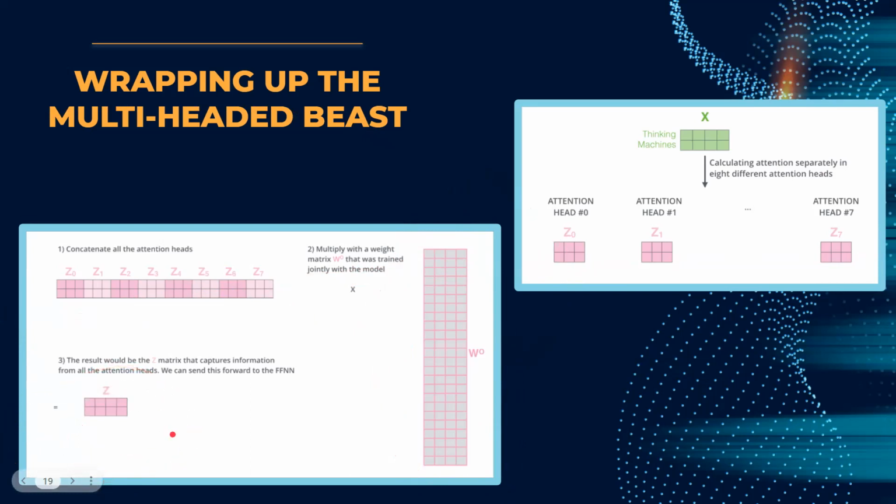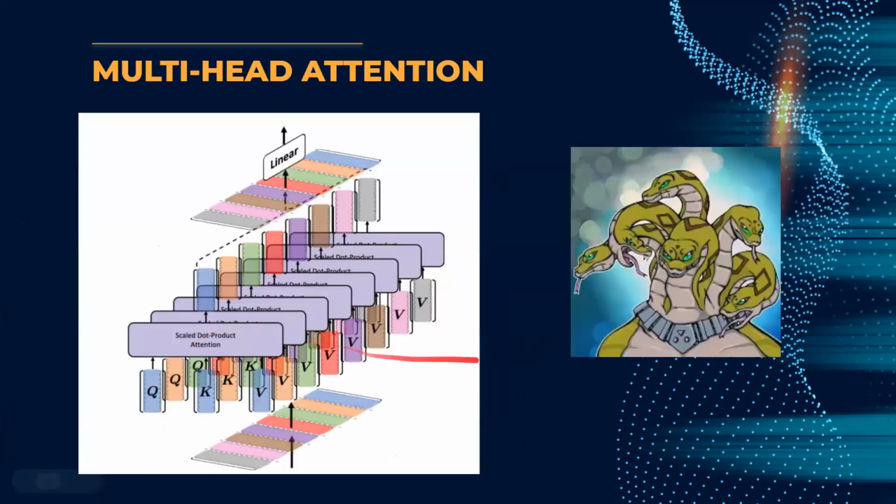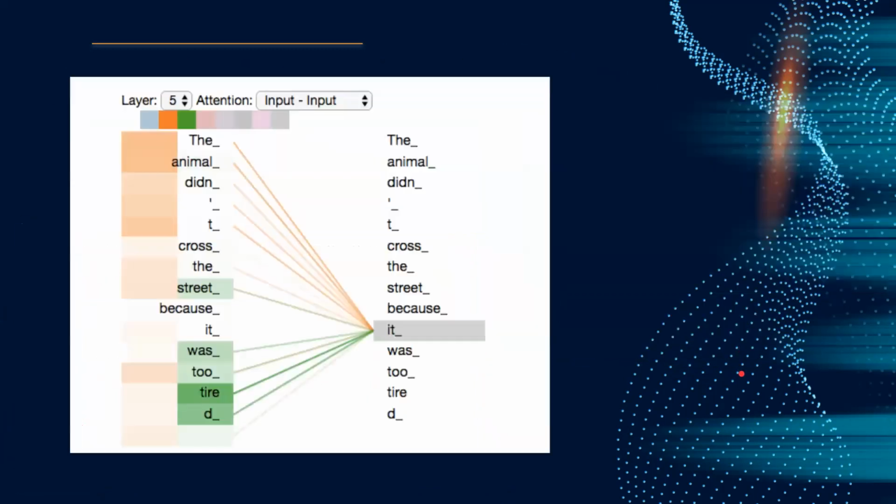Now, how does this help? If single head attention is a beast, imagine multi-head attention as a multi-headed beast. It performs much better. Let us see an example where it can perform better. This is a sentence which is very similar to the sentence we first saw. The animal didn't cross the street because it was too tired. Now here, the word it can focus on the street or the animal.